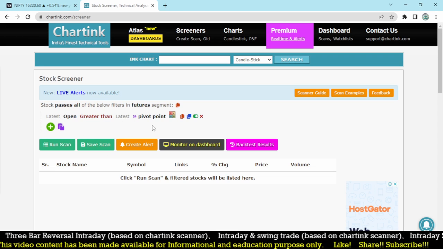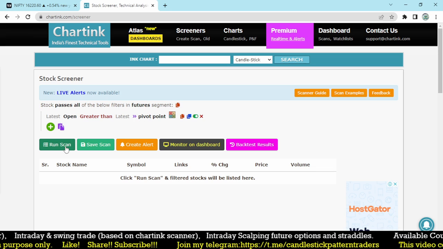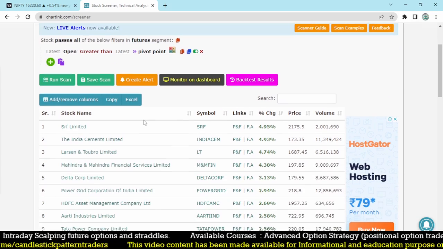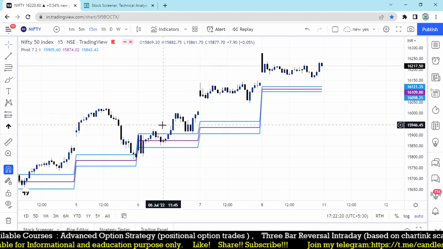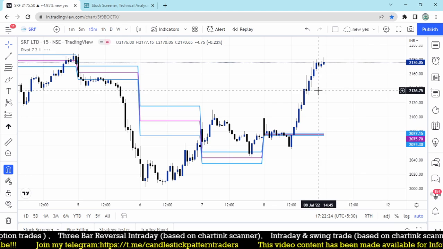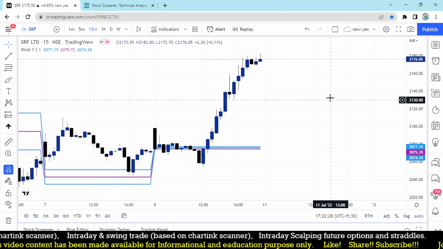That is the central pivot, right? CPR, that central pivot point. Those stocks which opened greater than the latest pivot point. So we got a lot of stocks, let's check it out. The first one is SRF, whether it is working or not. If I open SRF, the open price must be greater than the CPR.